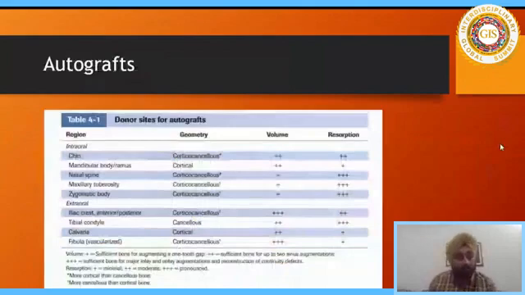Now coming to autografts, they can be harvested from the chin. I think Dr. Arun Garg delivered a very good presentation on autologous bone grafts. You must see that presentation. They can be harvested from the chin, mandibular body and ramus, nasal spine, maxillary tuberosity, zygomatic body, or even the tori.